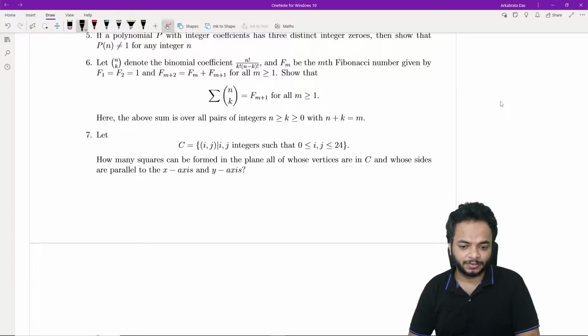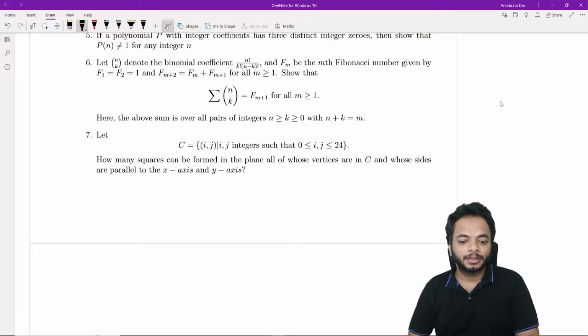As usual, we know how the Fibonacci sequence is generated by the recurrence relation, and so we have to show that the summation of n choose k is equal to f_{m+1} for all m greater than or equal to 1. There is a condition: the above sum is over all pairs of integers n greater than or equal to k greater than or equal to 0. That's the normal condition for the binomial coefficient, but there is another condition, n plus k equals m. So for f_{m+1}, n plus k should be equal to m. That's what we have to prove.